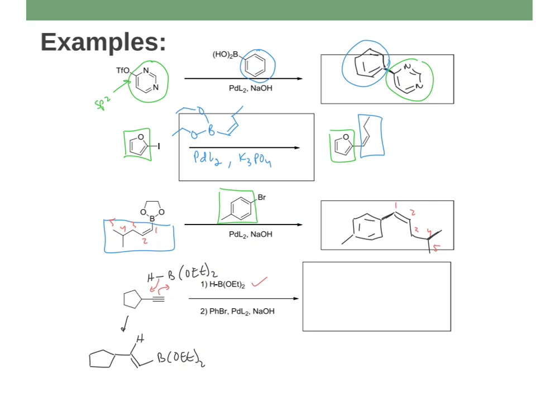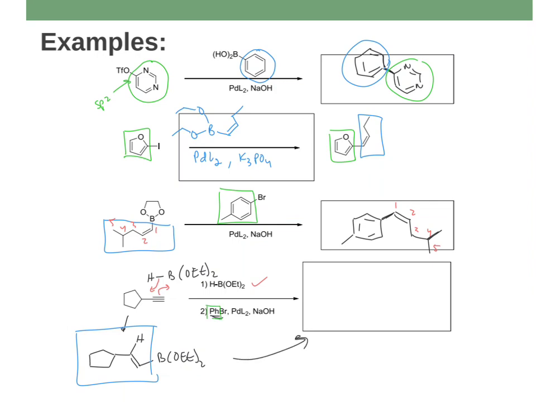Step 2 is, let's add phenyl bromide, palladium, and sodium hydroxide. So that's telling me that we're doing a Suzuki, right? This is how I made my boronic ester. Now I'm going to do Suzuki, apparently with phenyl bromide. So I'm just going to put a phenyl group here, right? So I made my boronic ester, and now I'm going to put on the phenyl in that spot.